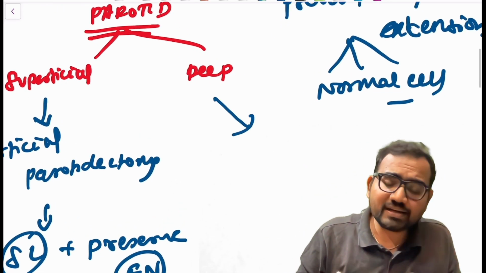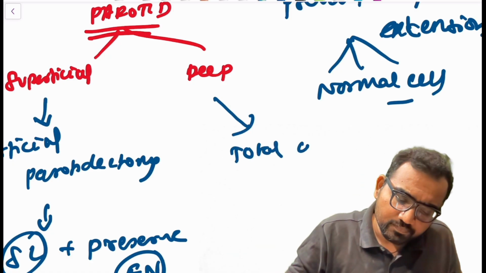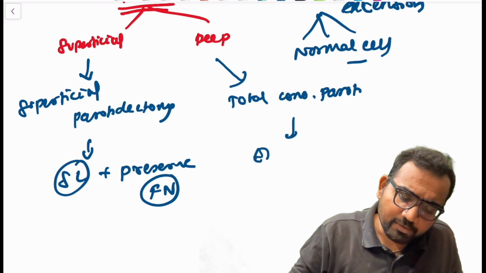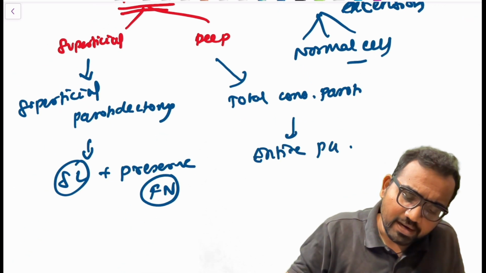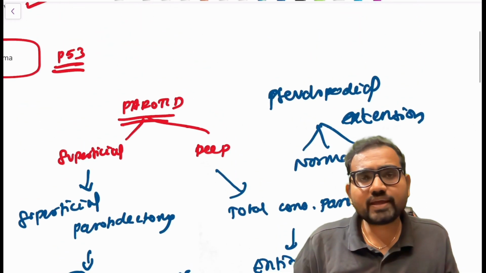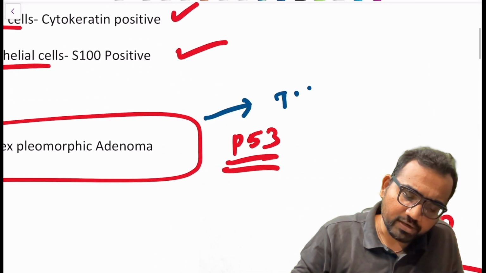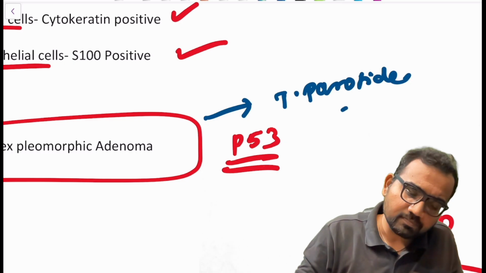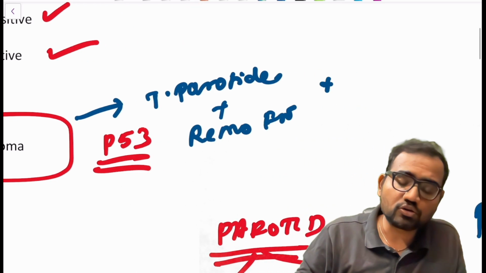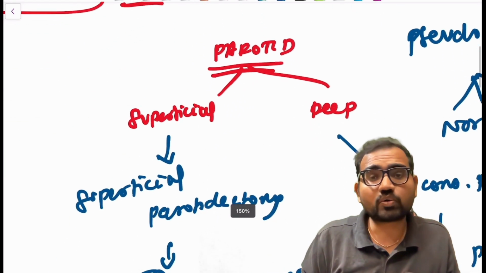If the tumor involves the deep lobe, then I'll go for a total conservative parotidectomy. I'll remove the entire parotid gland and try to preserve the facial nerve. What happens if there is a carcinoma ex pleomorphic adenoma? I'll go for total parotidectomy plus removal of the facial nerve, and I'll go for neck dissection if there is lymph node involvement. Okay, this is about the parotid gland.